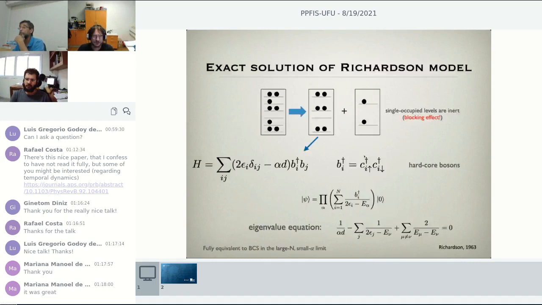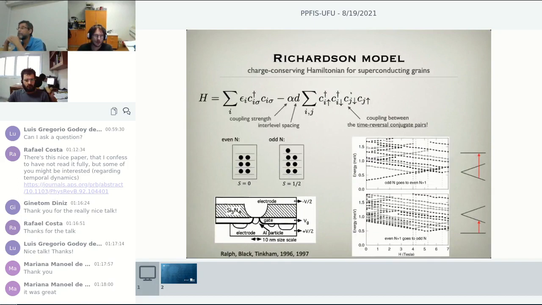Okay, and in fact, it turns out that this model has an exact solution, but this was not known in the condensed matter community. So the exact same model was actually used in the context of nuclear physics, and back in the 1960s, Richardson was able to find an exact solution. And the point is that the levels which are singly occupied are completely inert. They don't do anything, so they just factor out, and that's because this interaction only couples levels which are either unoccupied or doubly occupied.